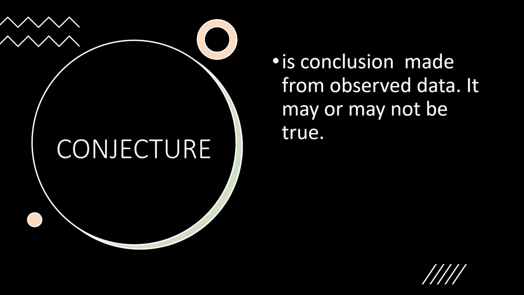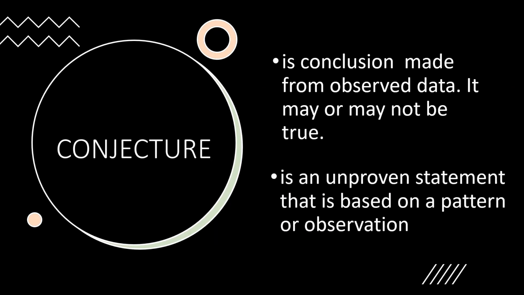Now, ano nga ba ang conjecture na sinasabi natin? Conjecture is a conclusion made from observed data. It may or may not be true. Ibig sabihin, whatever the conclusion that we have ay galing doon sa observed data. It doesn't matter if it is true or not. And conjecture is an unproven statement that is based on a pattern or observation. Since ang mga sagot natin ay galing lang sa observation natin na pattern, so it doesn't matter if our conclusion is true or false.